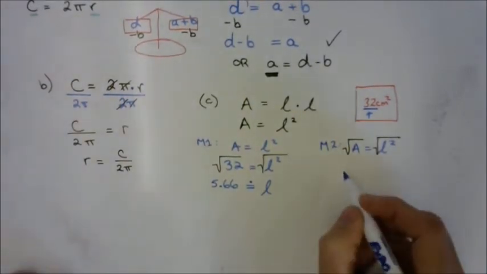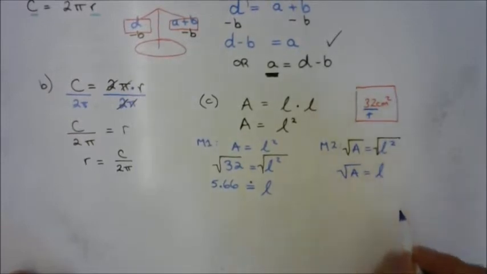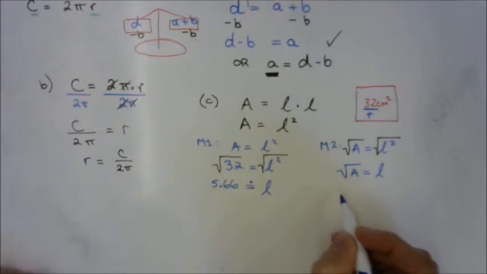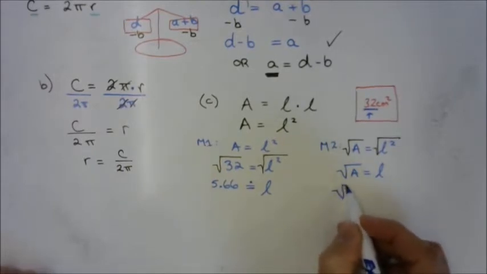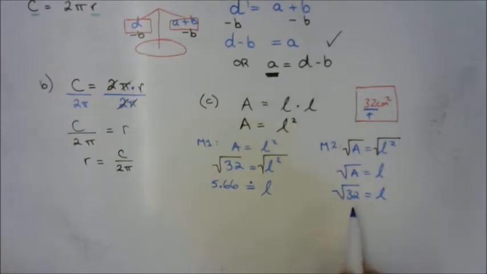Now I know that the square root of a is L. So now I can substitute in my value for a. Make sure it's under the square root sign, right? A is under the radical. And we get the same answer. L is approximately 5.66.